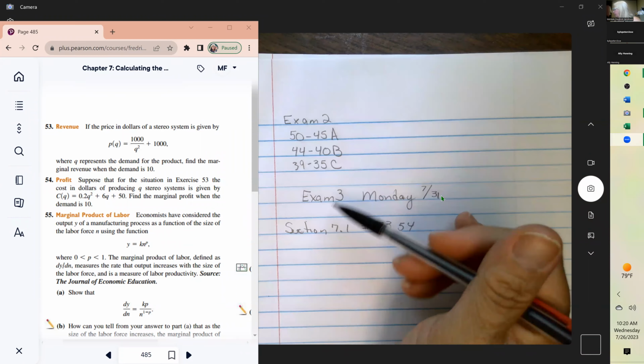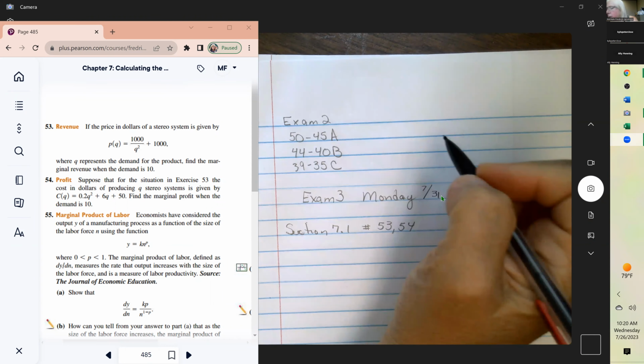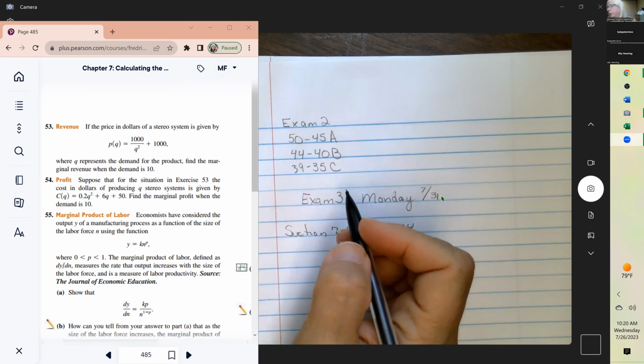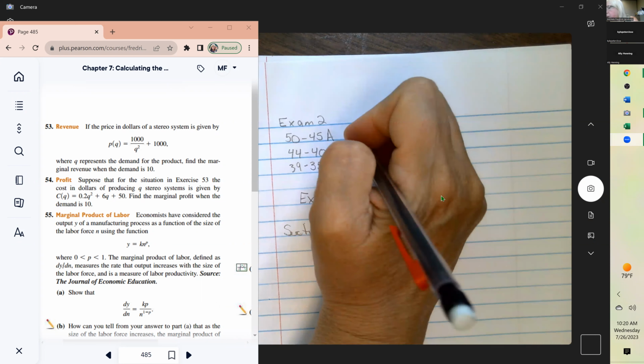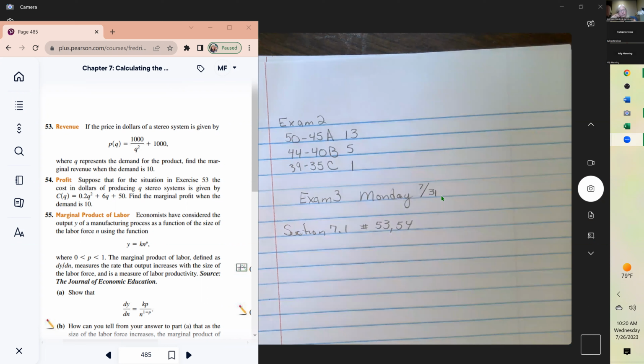I graded the exams, at least the ones that have been done so far. And there were 13 A's, 5 B's, and 1 C. But if you have any questions on it, let me know.